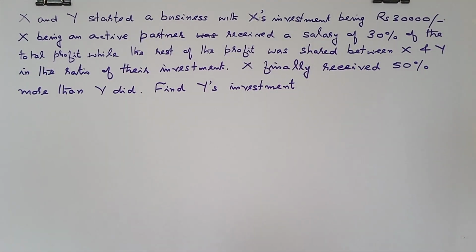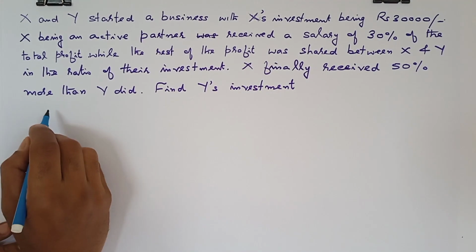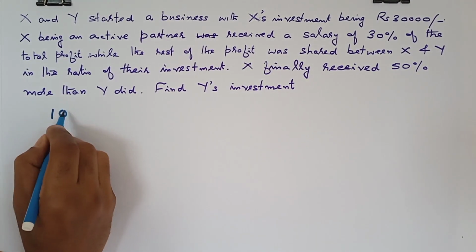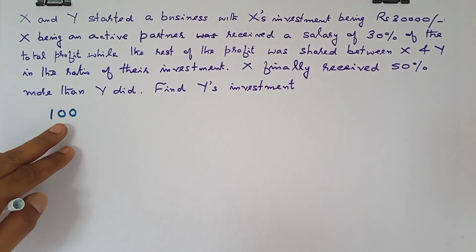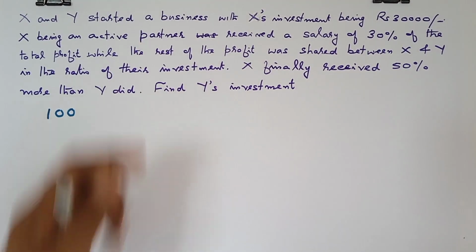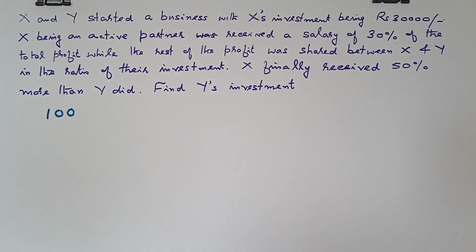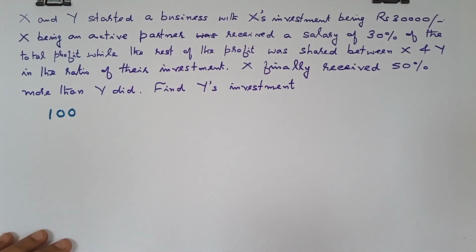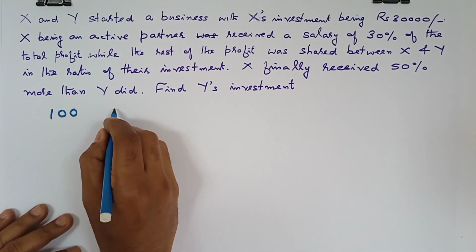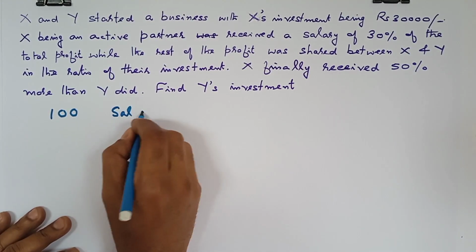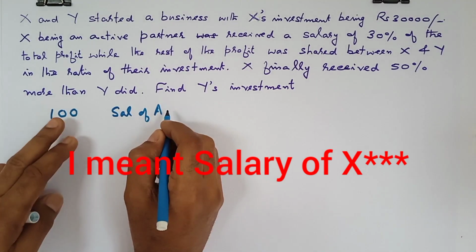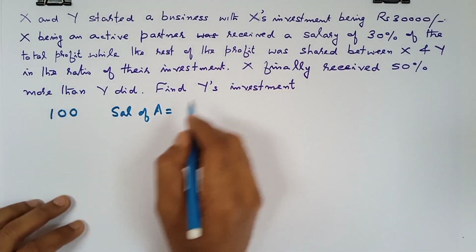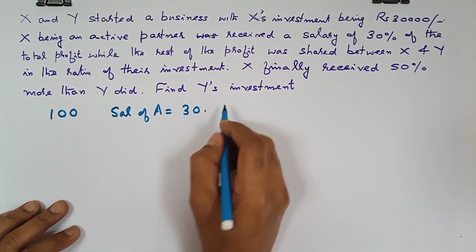So how do we go about it? Let's choose the total profit generated in the business to be 100. See, we can use a variable for this, but it will complicate the problem unnecessarily. So let me stick to 100 as a convenient number. Now, how much is the salary of X? That's 30% of 100, isn't it? 30% of the total profit. So 30.